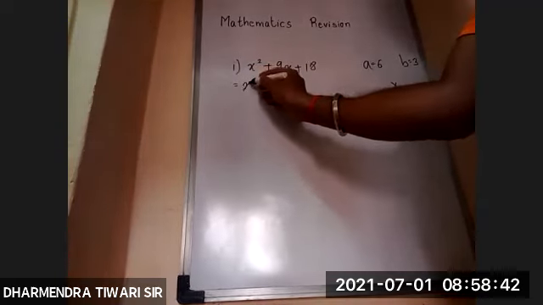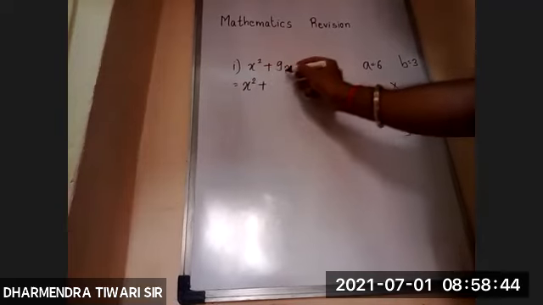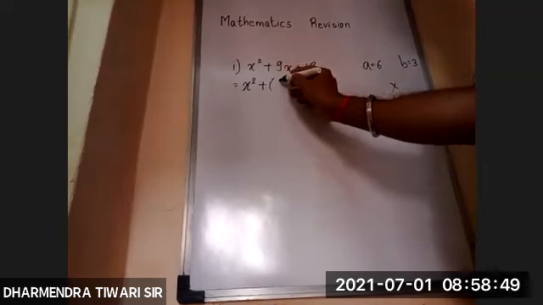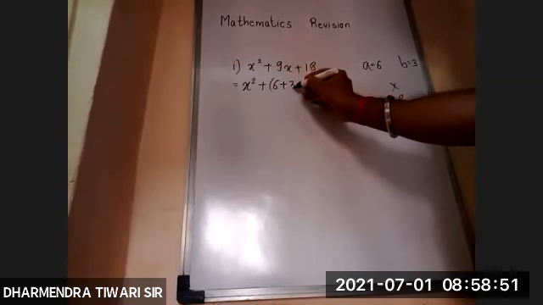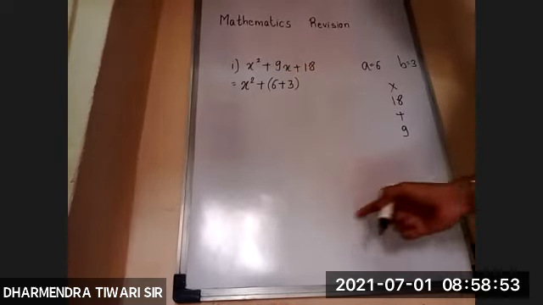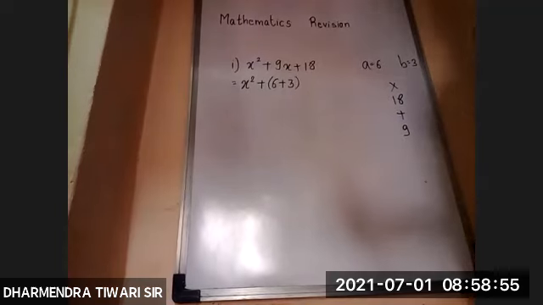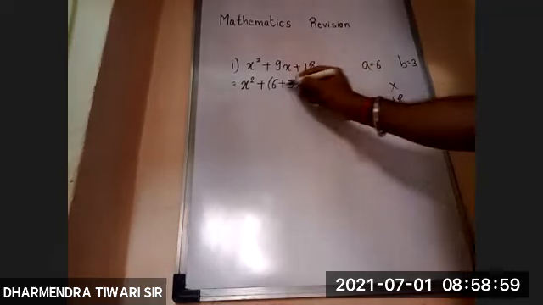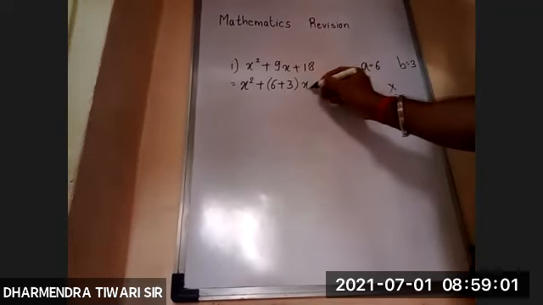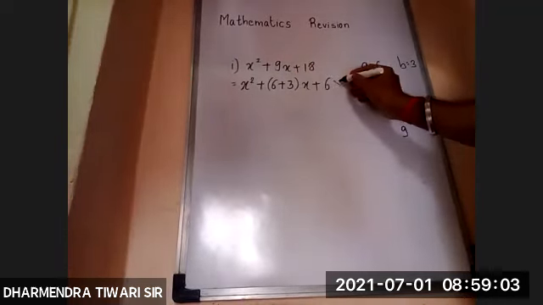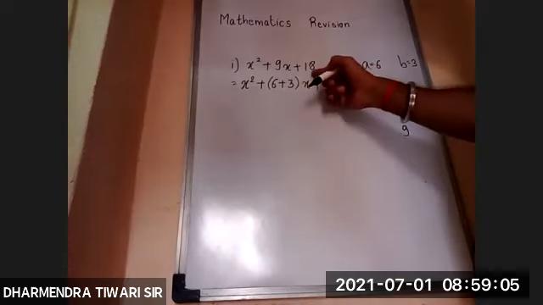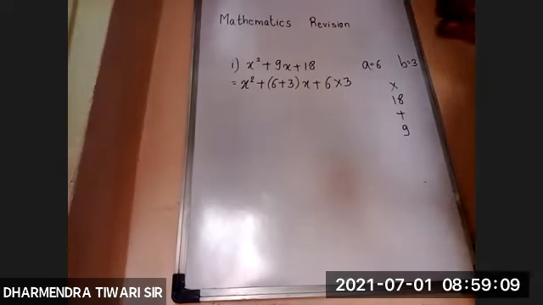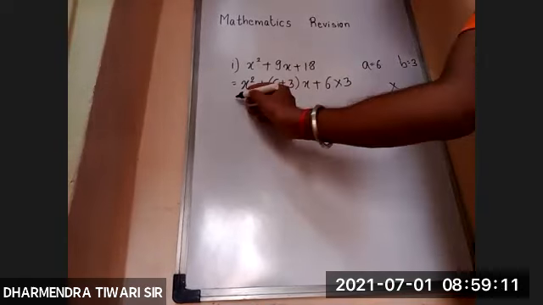So x square plus, we can write this 9 as 6 plus 3. You can see the form that we have derived earlier, x square plus (a plus b) into x. So I'm writing 6 plus 3, that is a plus b, into x plus 6 into 3. Hope this step is clear to you. I've written 18 as 6 into 3. I don't think that it is that difficult.